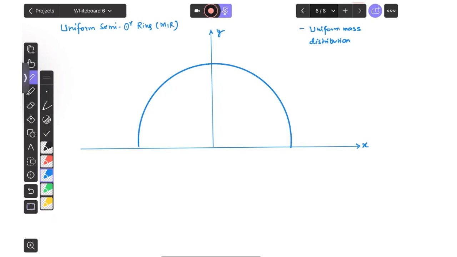So the center of the mass must lie on the symmetric axis. The symmetric axis you see here is the y-axis. So the center of the mass lies on the y-axis. So what we can say without solving even is that xcm is going to be 0, correct? And upon finding, we are going to get xcm 0 only.